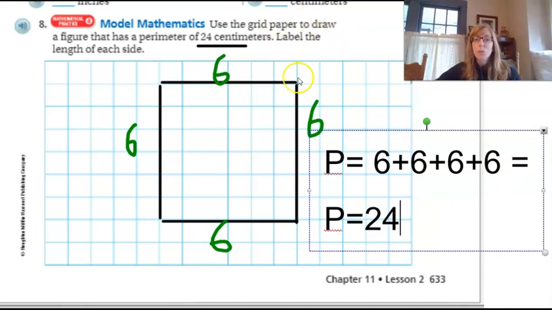Does everyone see how I did that? Perimeter is the distance around the outside. So this was 6, this was 6, this was 6, and this was 6. So all you have to do is add up the sides, and that is your perimeter.